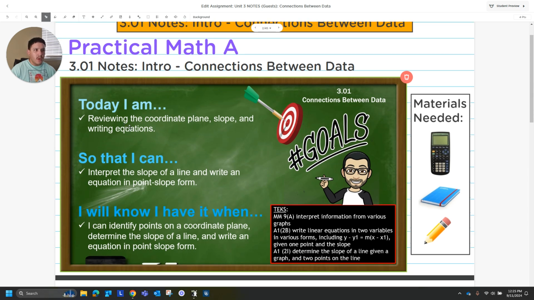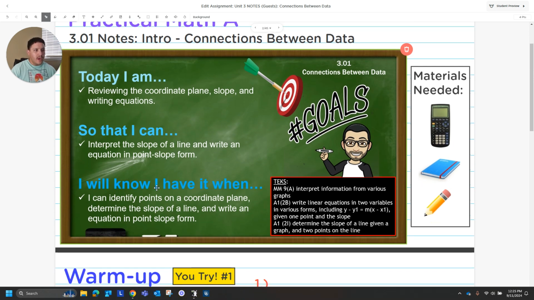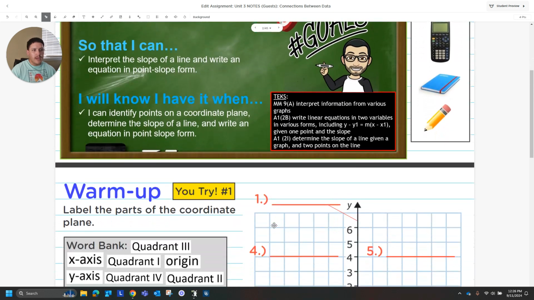Today I am, as in you are the student, reviewing the coordinate plane, slope, and writing equations so that I can interpret the slope of a line and write an equation in point-slope form. I will know I have it when I can identify points on the coordinate plane, determine the slope of a line, and write an equation in point-slope form. The specific TEKS we're targeting for today's lesson is 9A, 2B, and 2I for math models.